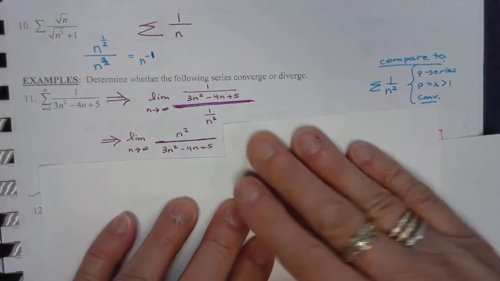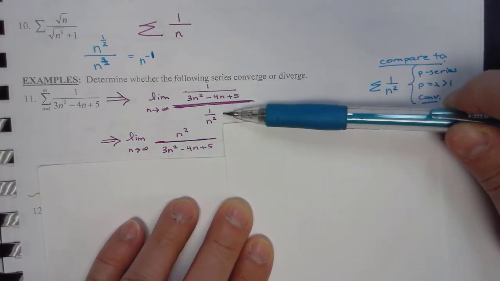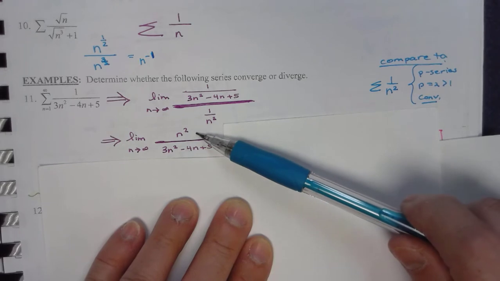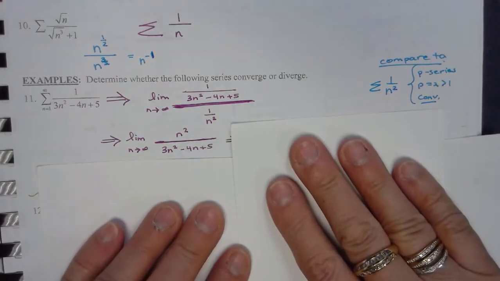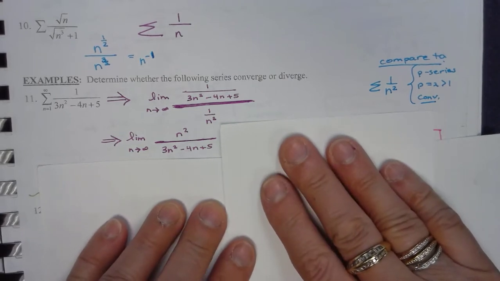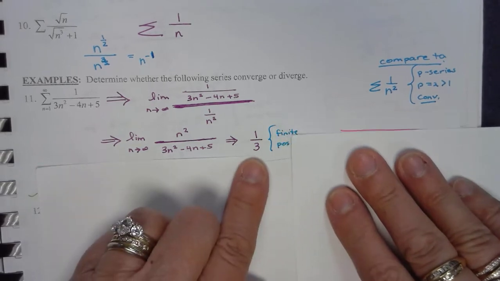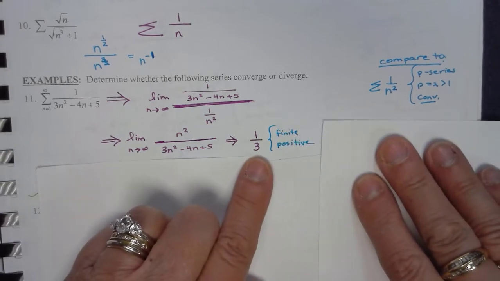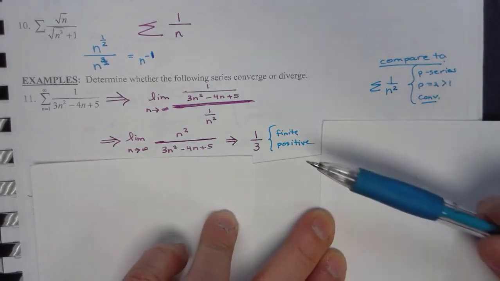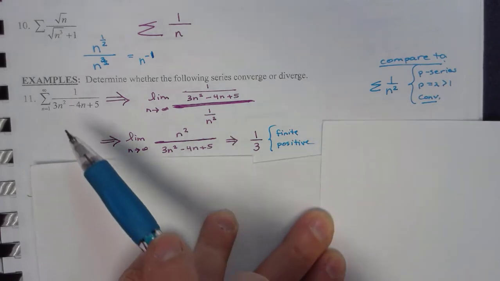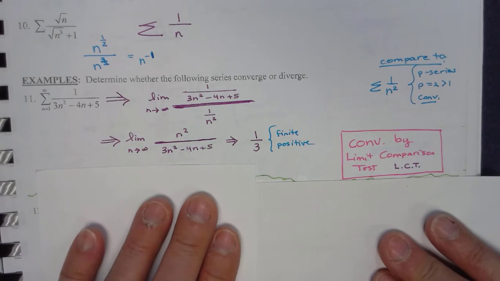So when I go to look at this, 1 over 3n squared minus 4n plus 5 over 1 over n squared actually becomes n squared over 3n squared minus 4n plus 5. We know our horizontal asymptote exponent rules. The degrees are the same, so the limit is the ratio of the leading coefficients. Notice what we have here. That number is finite and positive. We got a finite positive limit, so this one converges by the limit comparison test.